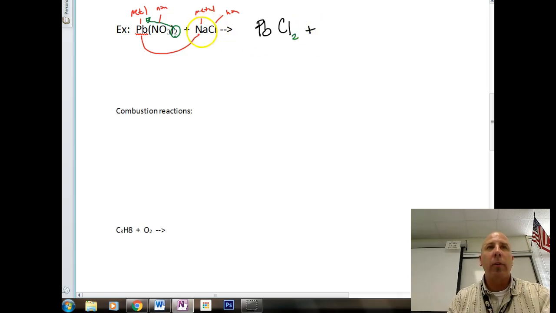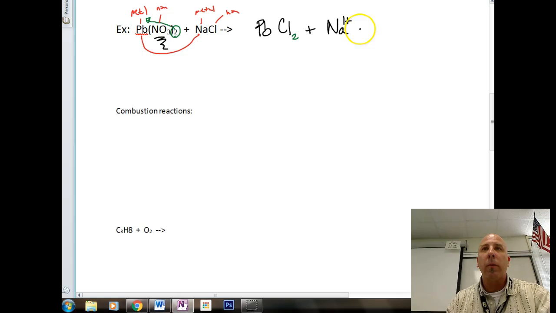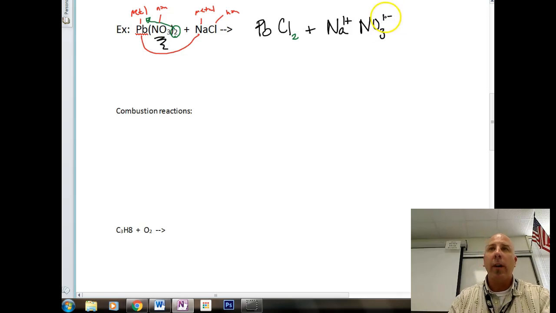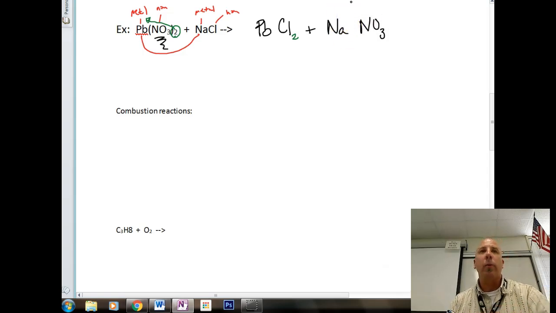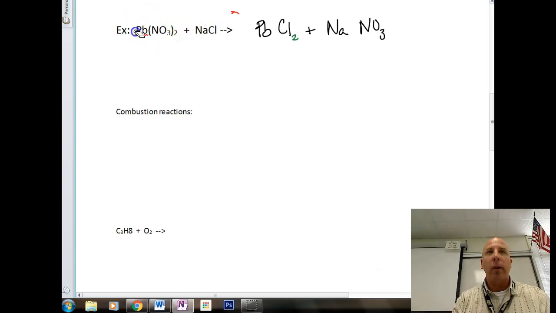And then we're going to take our sodium, and we know that sodium has a 1+ charge because it's a group 1A. And then we have this NO3 that it's going to bond with. And we look on our golden sheet of nomenclature, and NO3 is nitrate with a 1- charge. And we crisscross those charges, and they're 1 and 1, so they're going to cancel. And we get NaNO3.